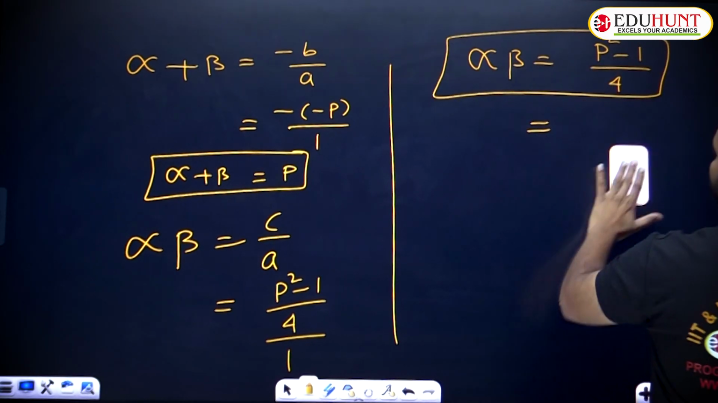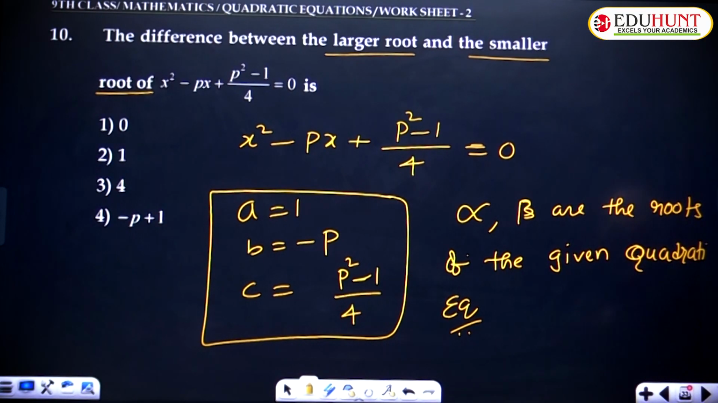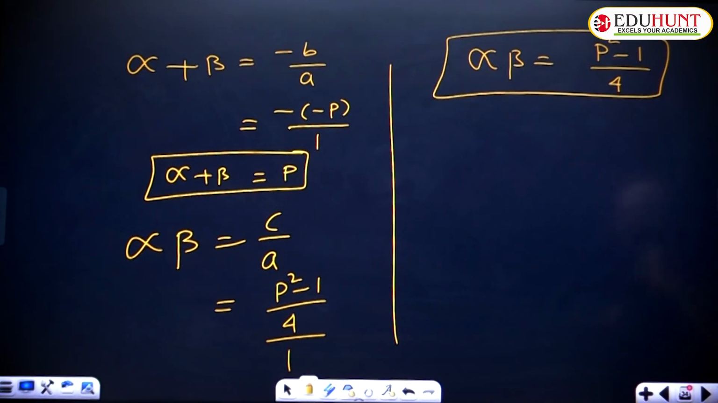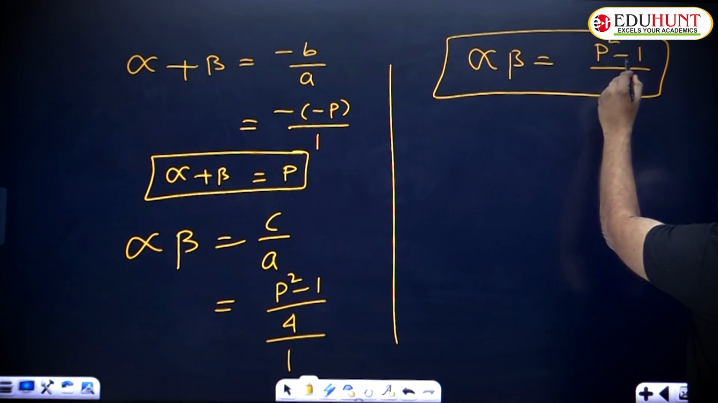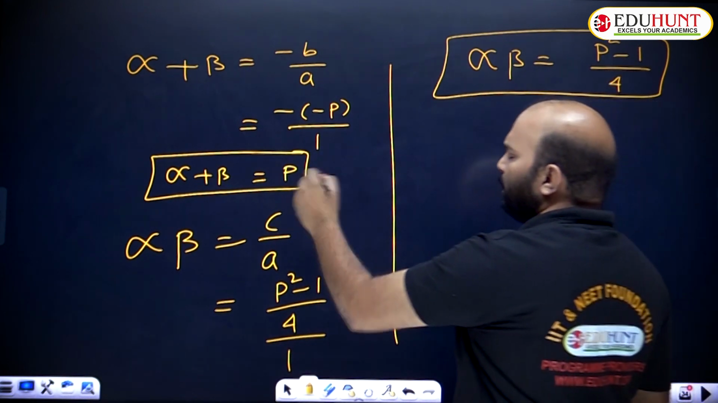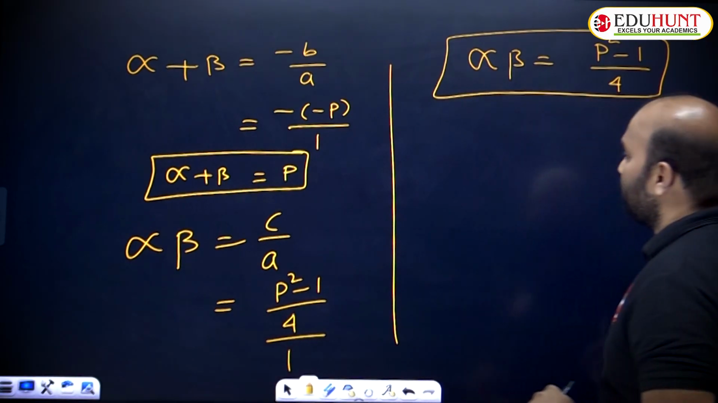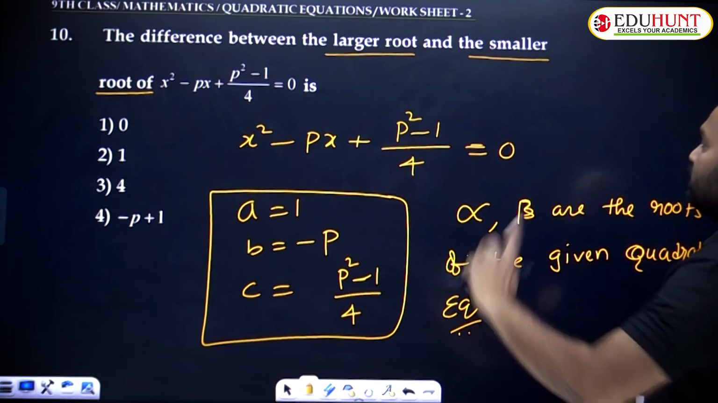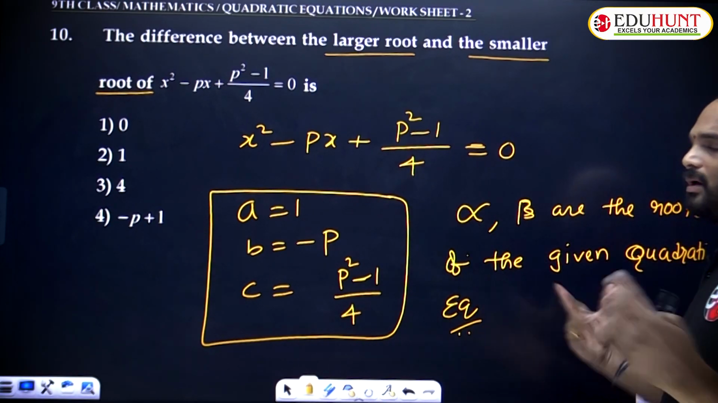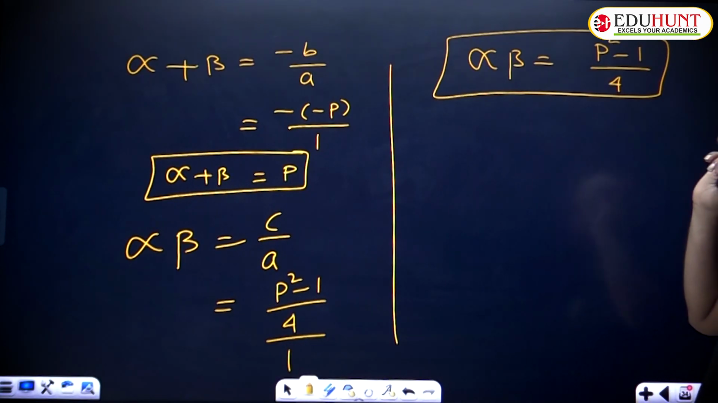But what is the question asking? The difference between the larger root and the smaller root. Clearly we need to notice that alpha into beta is p² − 1/4 and alpha plus beta is p. Alpha and beta are the two roots, but you don't know which is the larger and which is the smaller root. The larger root may be alpha or beta. First we need to find the alpha and beta values individually.